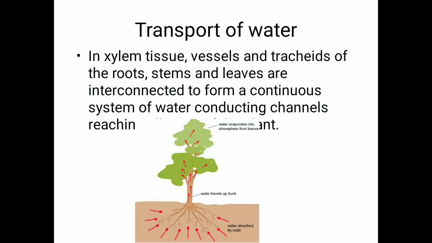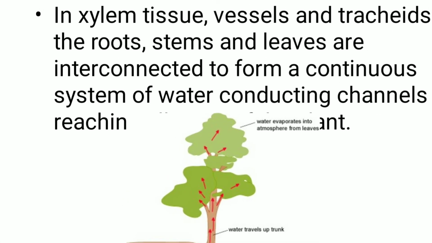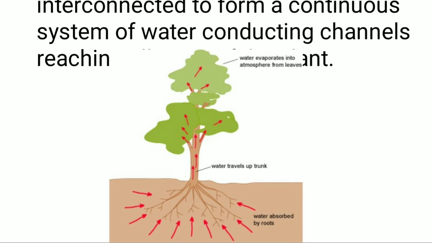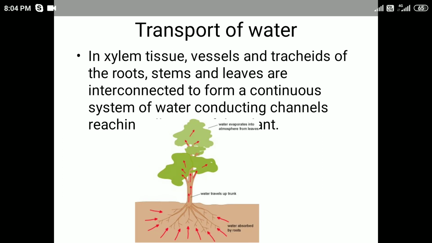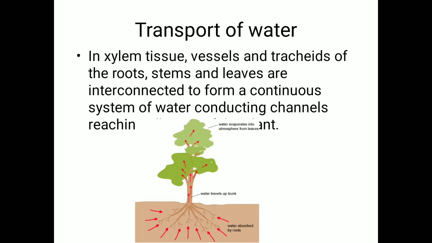Now, vessels and tracheids of the roots, stems, and leaves are interconnected to form a continuous system of water conducting channels reaching to the top of the plant. Here you can see the water absorbed from the roots travels up the trunk, and here it evaporates by a process called transpiration. So the xylem tissue in the roots, stems, and leaves is a continuous system. The water absorbed by the roots is picked up by the xylem tissue of the stem, and then by the xylem tissue of the leaves.